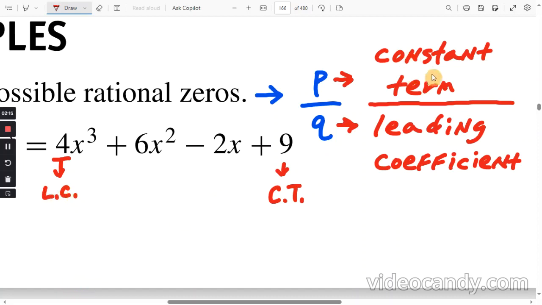All right, so the potential numerators are going to be factors of the constant term. So we're going to write out the factors of 9. The potential denominators are factors of the leading coefficient. We're going to write out the factors of 4.